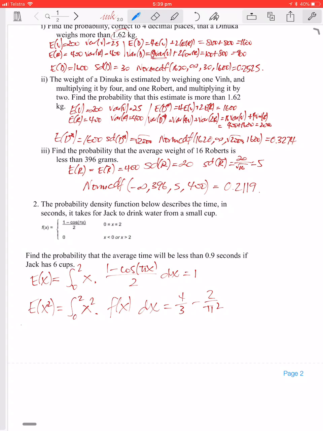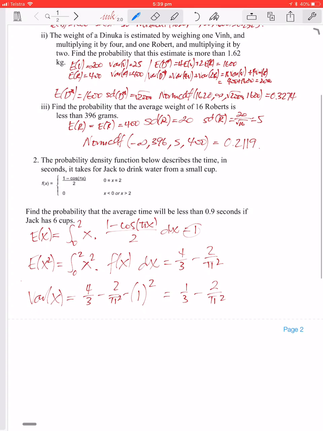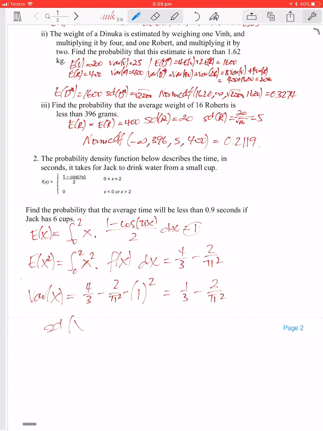Okay, so we know that our expected value is 1. Our variance of x is E of x squared, so 4 on 3 minus 2 on pi squared, minus E of x squared. E of x is 1. So we've got 4 on 3 minus 2 on pi squared, minus 1, which gives 1 on 3 minus 2 on pi squared. So my standard deviation of x is going to be the square root of 1 on 3 minus 2 on pi squared.